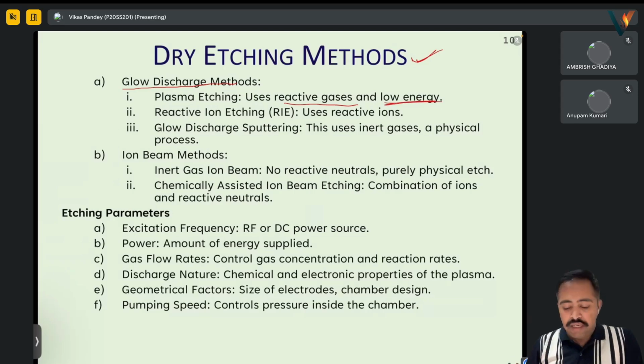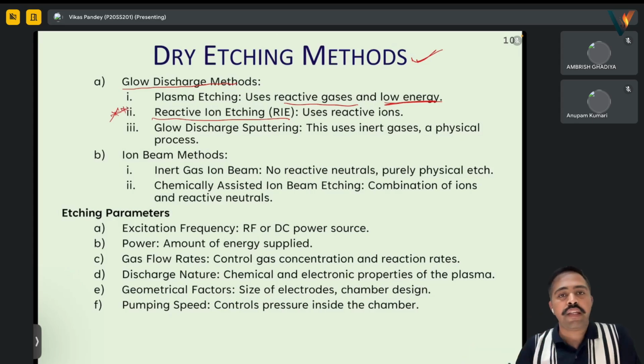Second is reactive ion etching, and this is one of the most common ones employed in dry etching. This uses reactive ions, not just gases. The specific ions we are using, say oxygen, are reactive chemical species. In plasma etching we are just inserting some inert gases maybe, but in RIE, reactive ion etching, we put species like oxygen, chlorine, and these are used to do the etching.